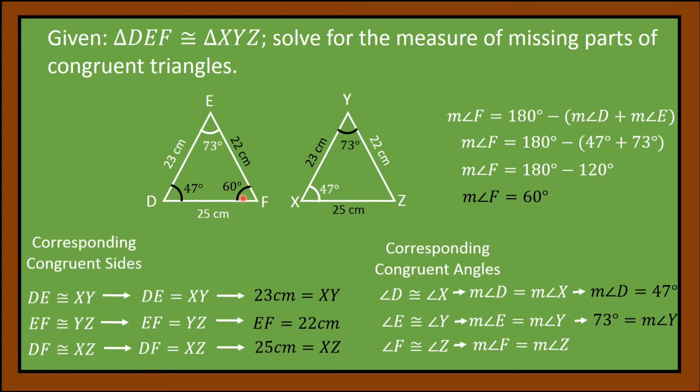Since meron na tayong measure ng angle F, balikan natin ang ating huling corresponding congruent angle. It means that the measure of angle Z is also equal to 60 degrees, since ang angle Z corresponds to angle F. Okay, nakuha na natin lahat ng measure ng ating corresponding congruent parts of congruent triangles.